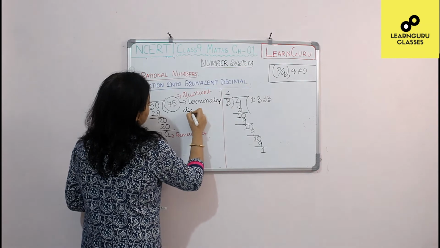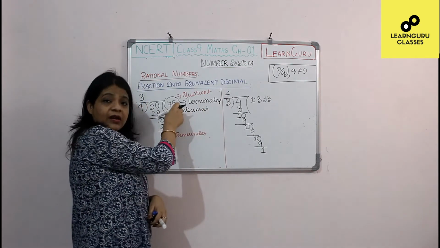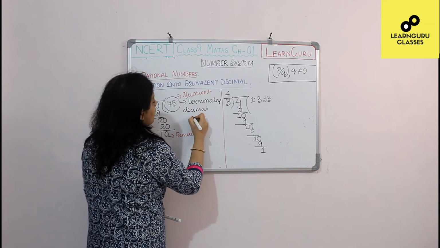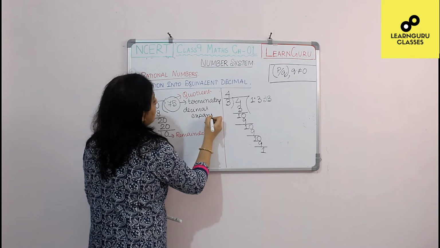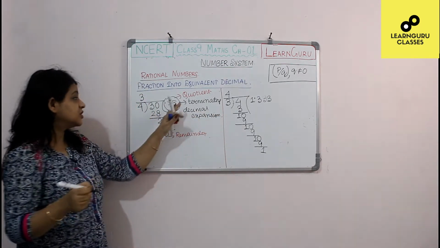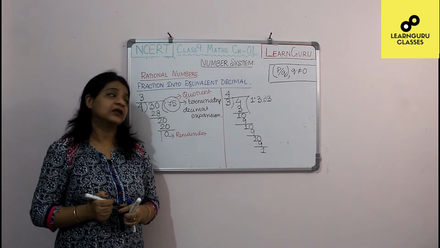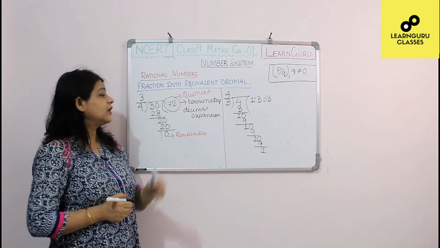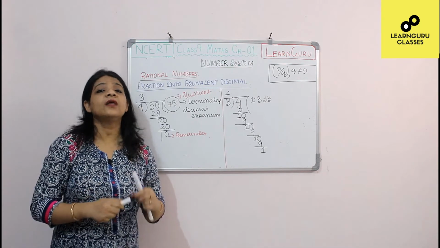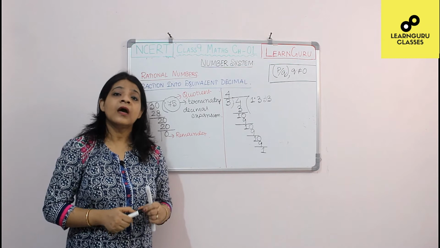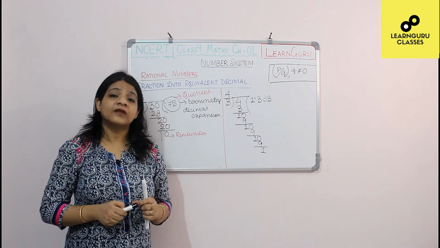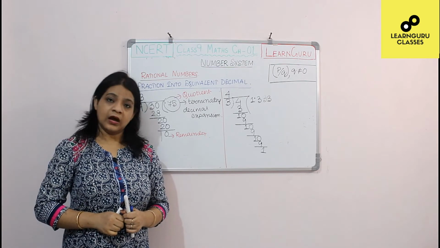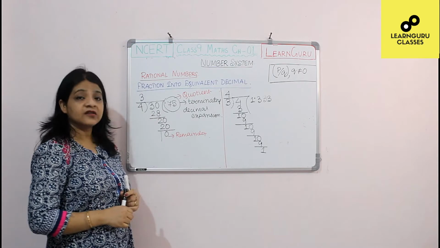Terminating decimal expansion. You are getting a decimal number from this division. So the number that you are getting is called a terminating decimal. Quotient that you are getting, decimal number that you are getting, that is called a terminating decimal expansion. When does this terminating decimal expansion occur? When the remainder comes to be 0 and there is no further scope of extending the division. Understood what is a terminating decimal expansion?